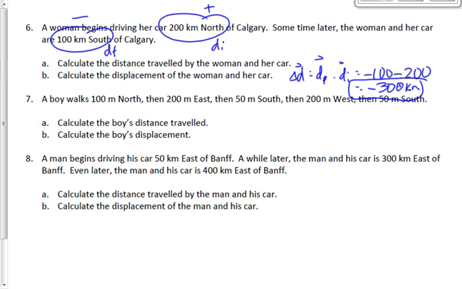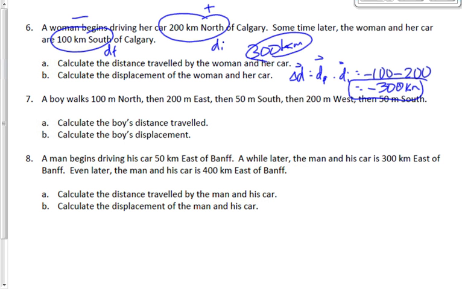They will always be the same. Good. So if the displacement is negative 300, the distance traveled is just going to be 300 kilometers because we're not changing direction.